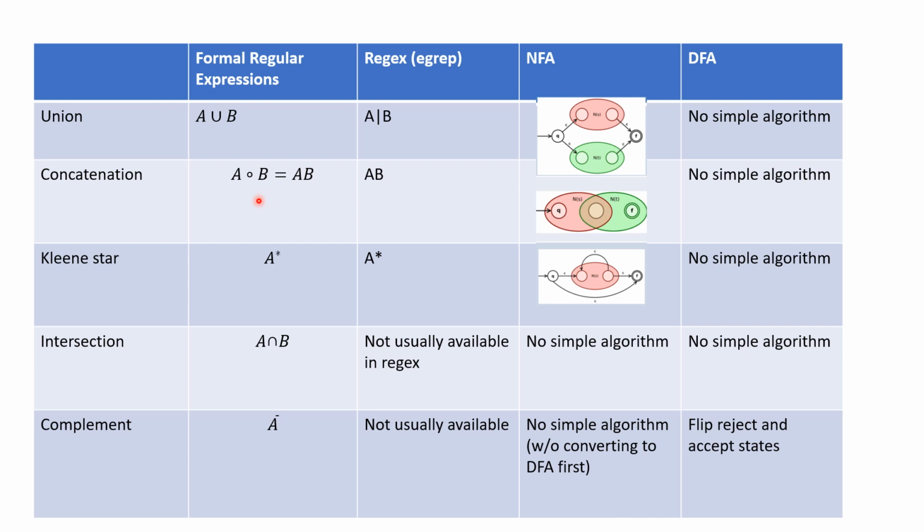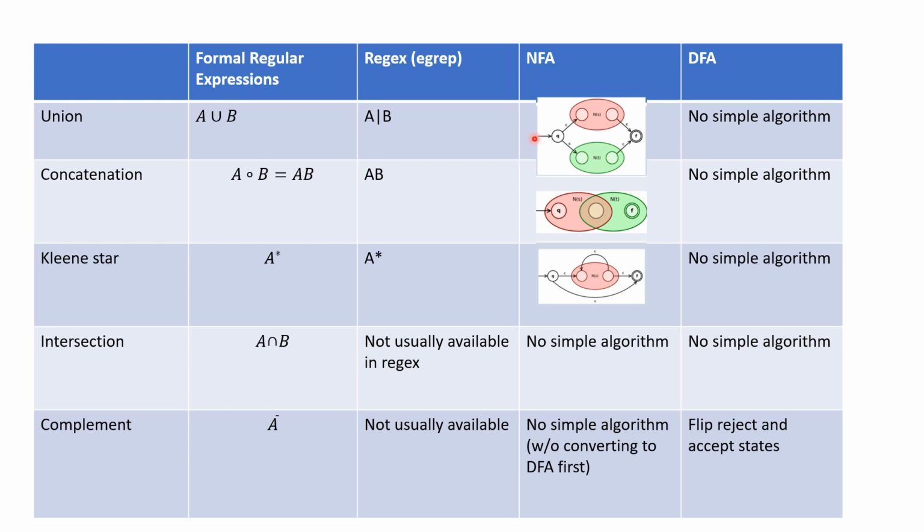Concatenation is actually not too bad. It's A circle B, which is equal to AB, and luckily in regex it's just AB. Kleene star similarly, A star and A star. There are other set operations you can do, like A intersect B or not A, but they're not necessarily available in the regex libraries that you may use when you are doing any sort of coding or looking for files. And then, of course, because these are regular expressions, there are equivalent NFAs for them.